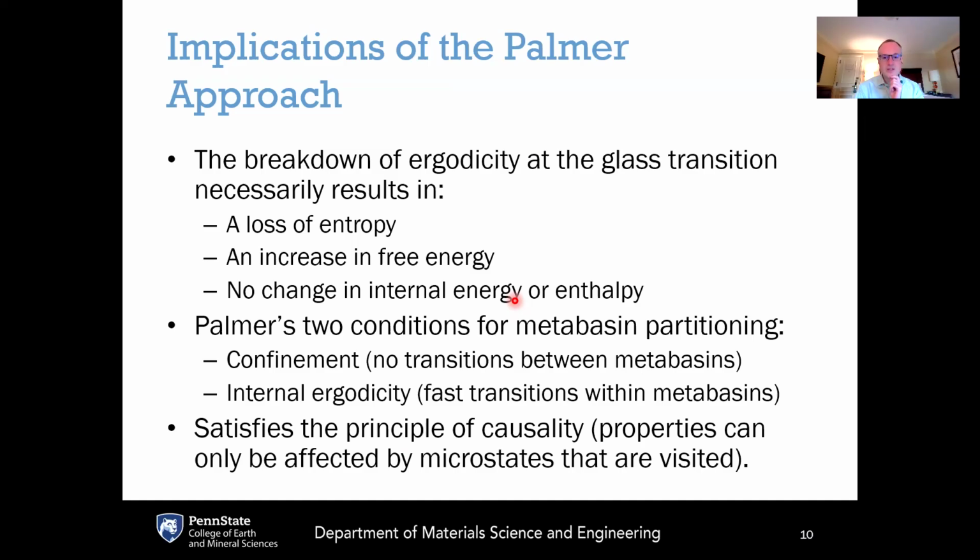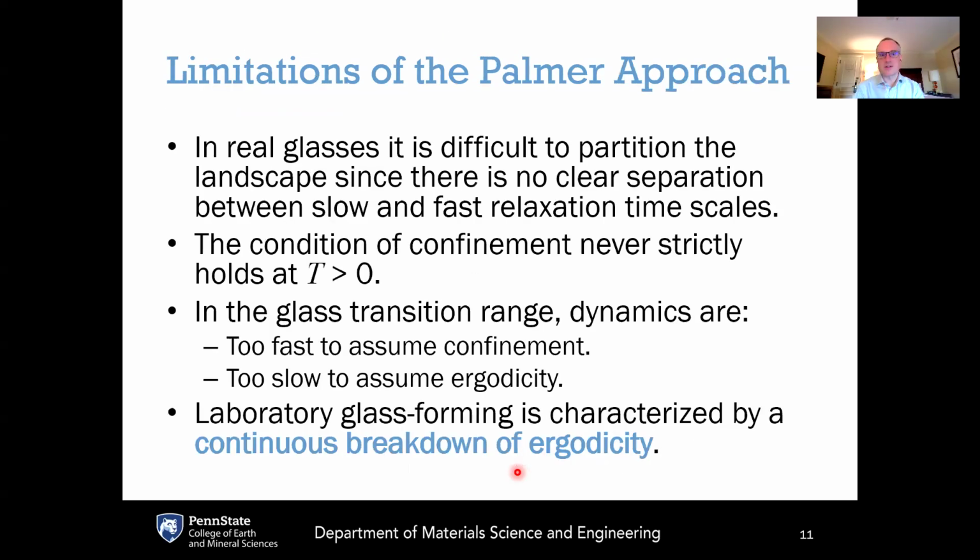Palmer's two conditions for metabasin partitioning are confinement, which means no transitions between metabasins, and internal ergodicity, which means that there are fast transitions within the metabasins. And this satisfies the principle of causality, which is a thermodynamic principle that says that properties can only be affected by the microstates that are actually visited by the system. Properties cannot be affected by microstates that are hypothetically available, but not actually visited.